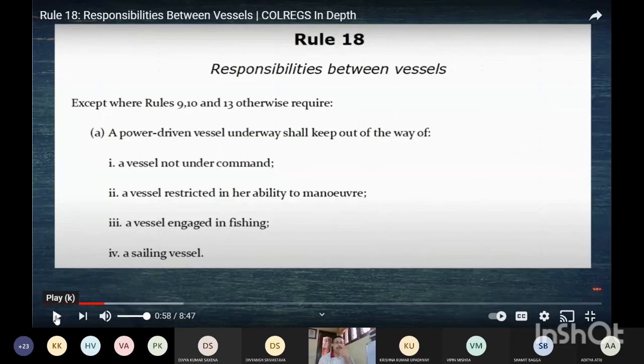Okay, what this line means is except where 9, 10, and 13 otherwise require. This means that rule number 9, narrow channel, 10, TSS, and 13, overtaking, these three rules will override rule 18. So 9, 10, and 13 are greater than rule 18. That's the meaning of this line. Is this okay? Yes, sir. 9, 10, and 13 are greater than rule 18. That's the meaning of this line.